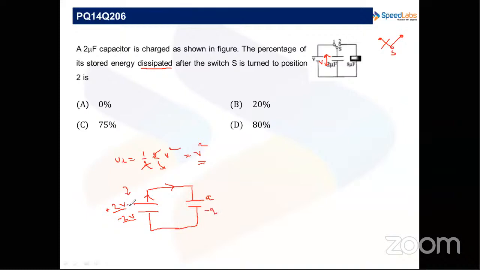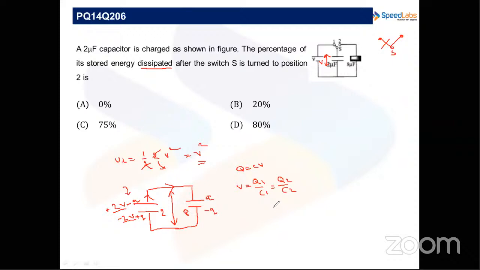There will be Q charge transferred, so the charges will be 2V minus Q and 2V plus Q. This is 2 microfarad and this is 8 microfarad. But the distribution of charge will stop once the potential difference across each is the same. So Q is equal to CV, V is equal to Q by C. So I am just going to write Q1 by C1 is equal to Q2 by C2.